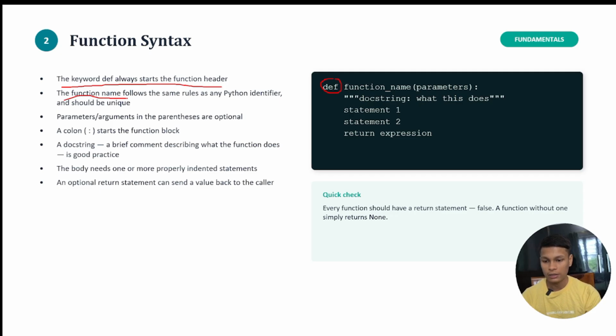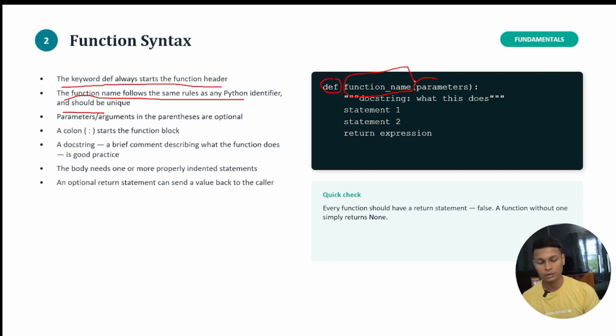And the function name follows the same rules as any Python identifier and should be unique. This function name we are going to provide here should be unique in our code. It should not be the same, means that if two functions were there, we would name them fun1 and fun2. It's not like both are fun and fun. It's just an example. You can create a function with any name you want.